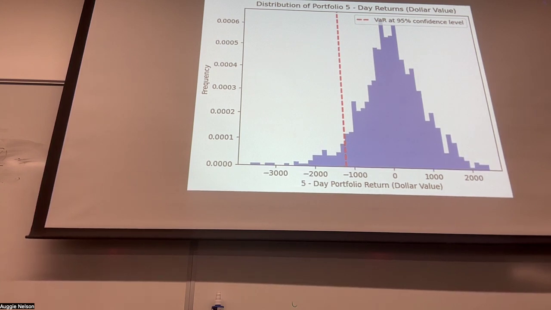But the big thing to remember is the value of that red line is the maximum value you could expect to lose over a time period. So in this case, 5 days.